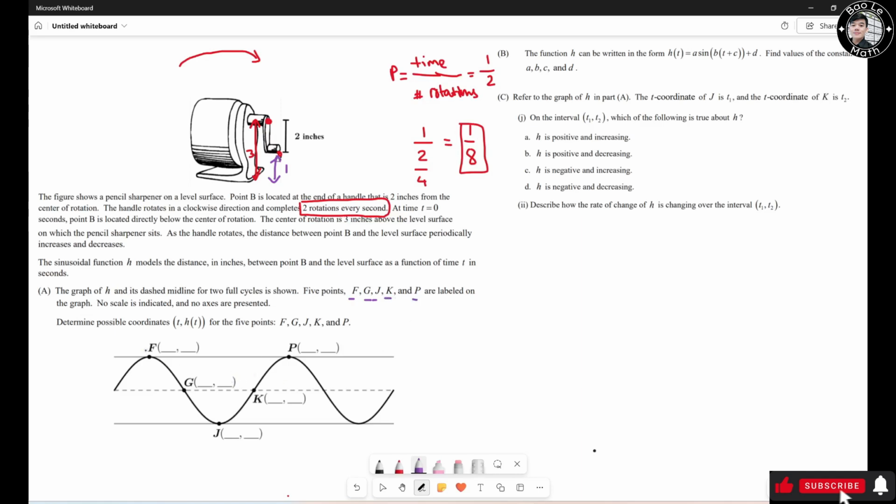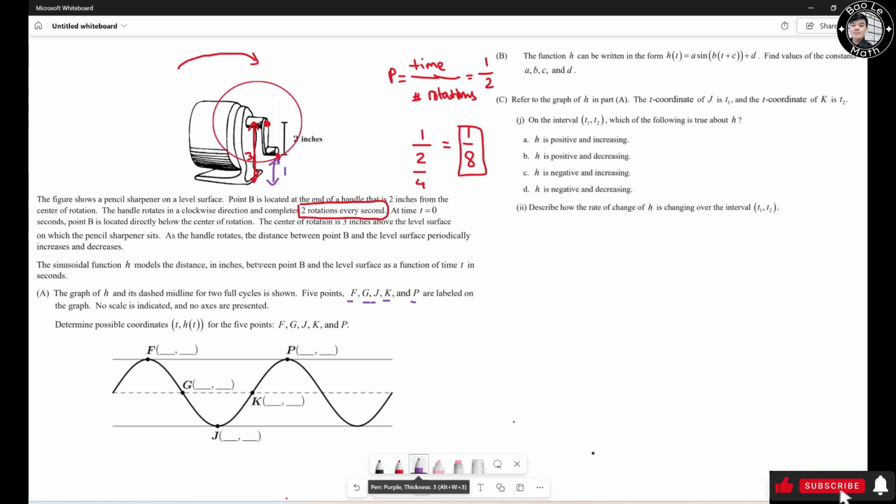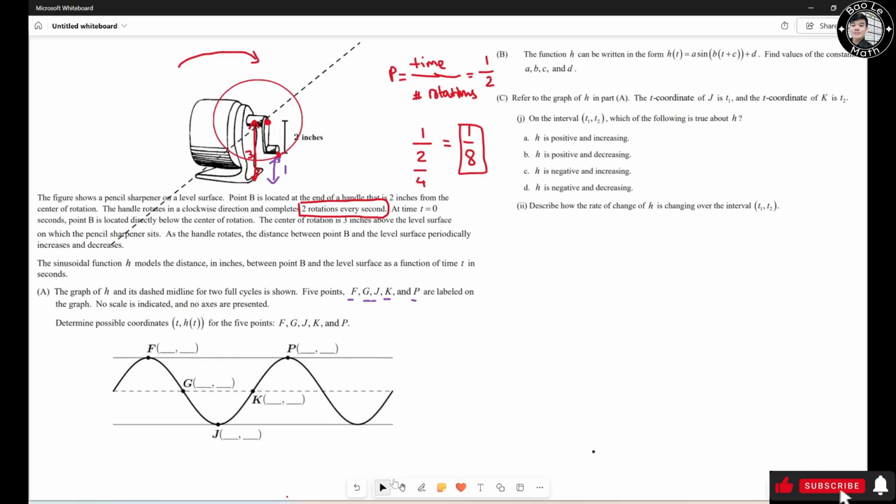So let's complete the figure as follows. Go ahead and draw the midline. Remember that the midline is always parallel to the baseline. The baseline is right here.